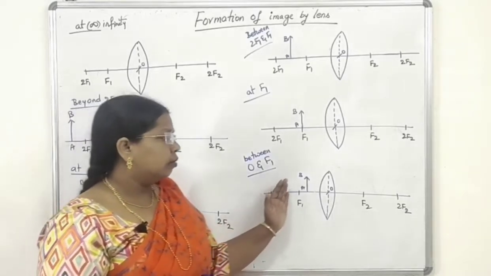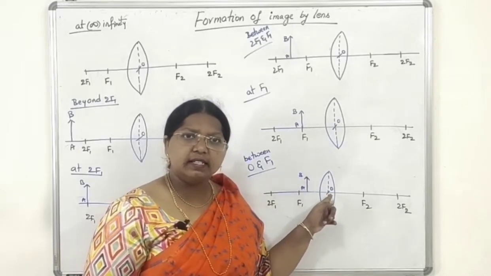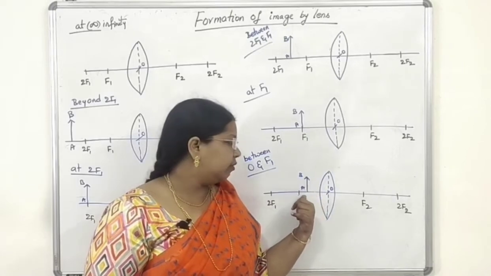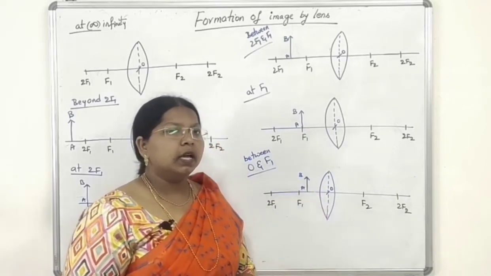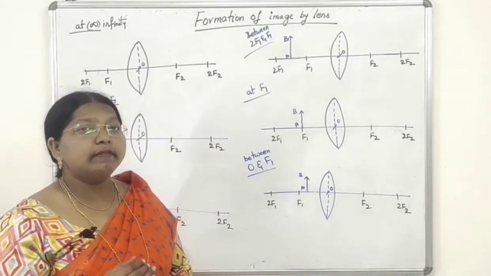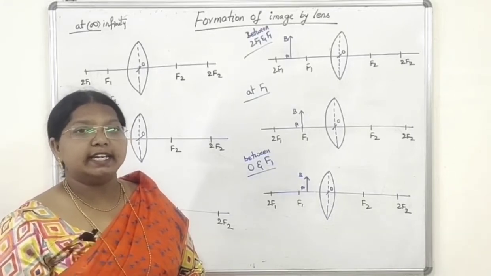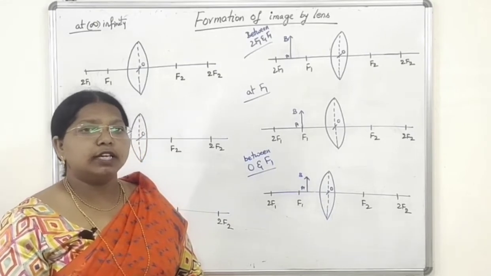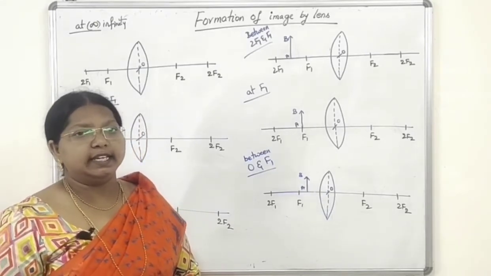Can we move still more? Can we keep the object inside the lens? No, this is the last position, anywhere between f1 and optical center. So these are the different positions of the object. Now we will see where the images are formed by drawing the ray diagrams. As we discussed earlier, only 2 rays are enough to know the position of the image and to draw the ray diagrams.